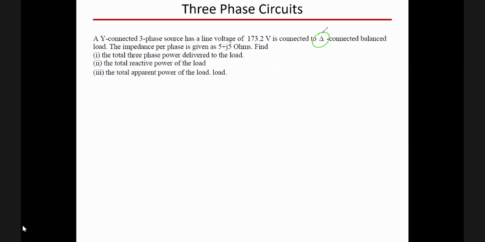Nothing new. I mean, you have the line voltage. You can move the line voltage to the load side, you can find the current. The line voltage is the same as the phase voltage. You find the current, and after that, you find the power calculations. Clear?